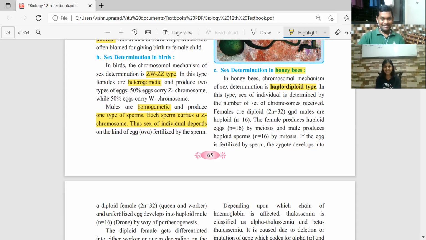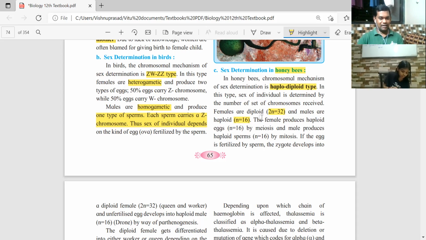In the case of honeybees, those females which are diploid have a diploid number of 32. And males are haploid, the haploid number is 16. So in honeybees there are no diploid males. Males are only haploid. Females are diploid, males are haploid. Simple. You won't get any diploid males in this.